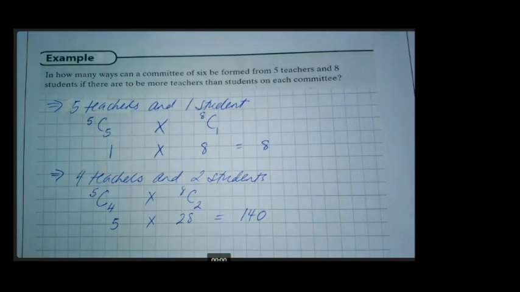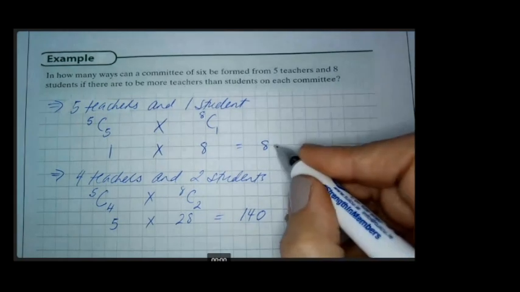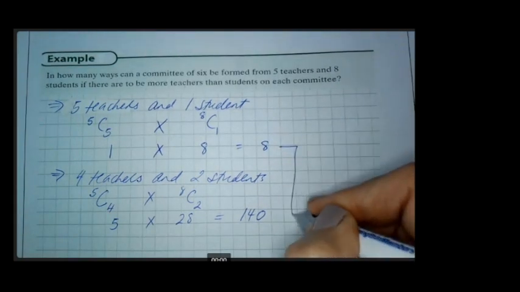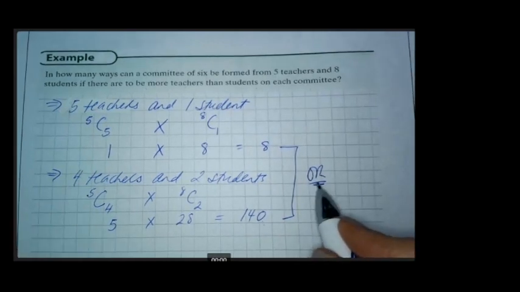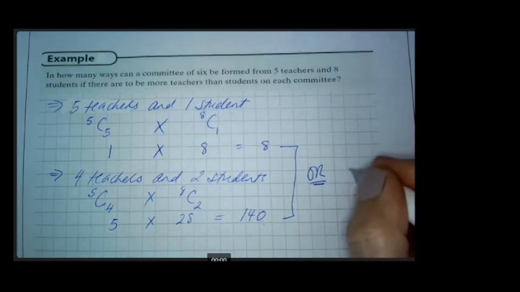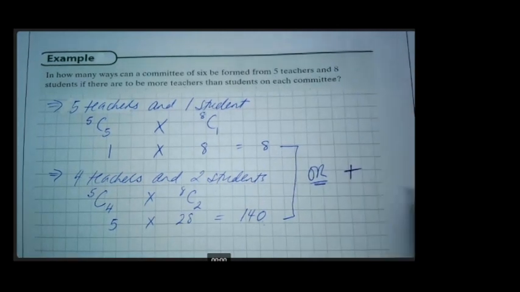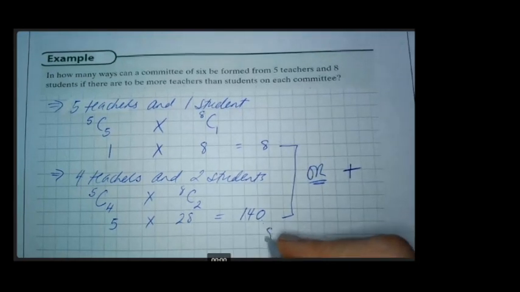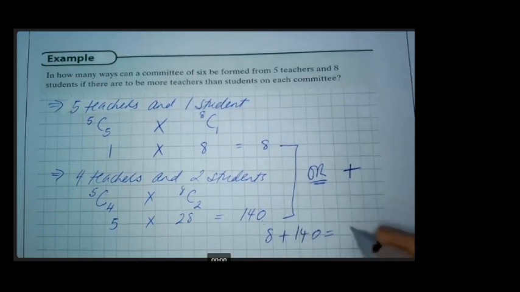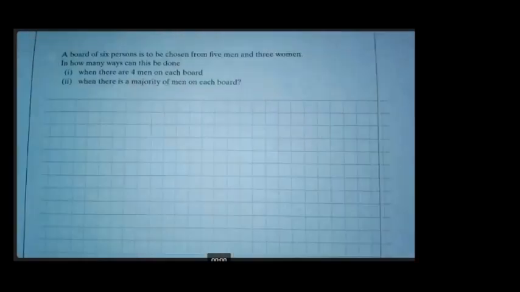Now, here's the thing. When you've got 2 scenarios and you could have this or this, do you remember again from your junior cert probability what operation and calculation you would have associated with the word or? The answer is addition. So since I could have this or this, I am now going to add 8 plus 140, which is 148 ways in total.